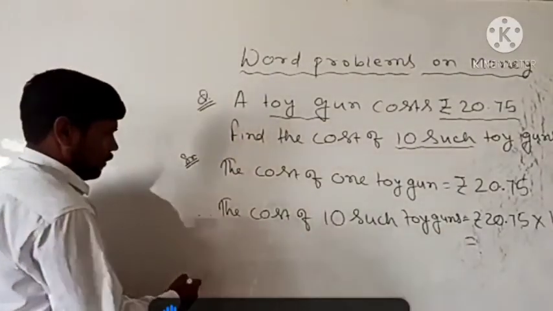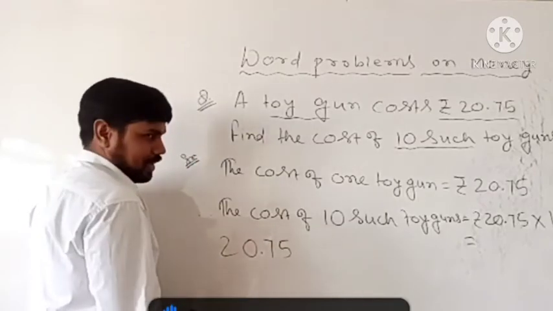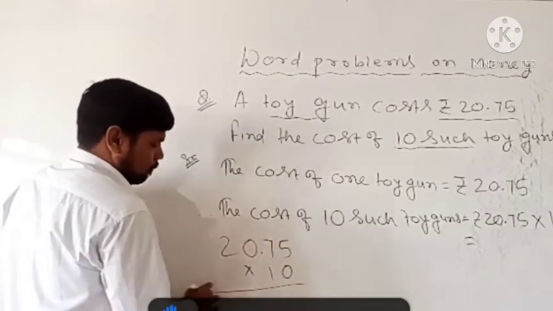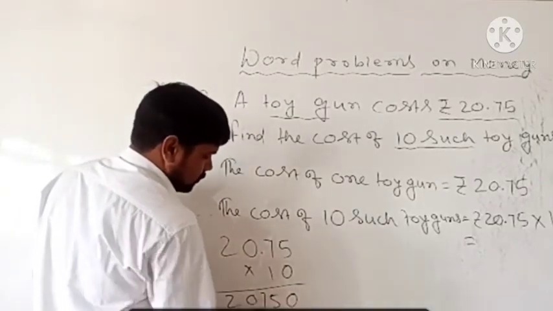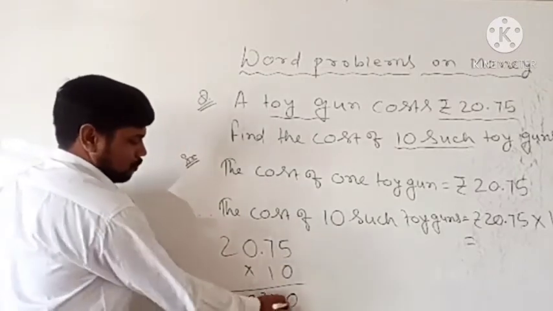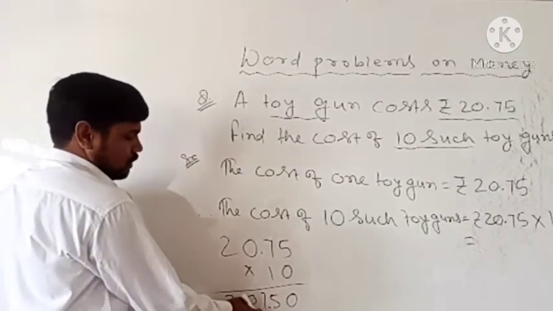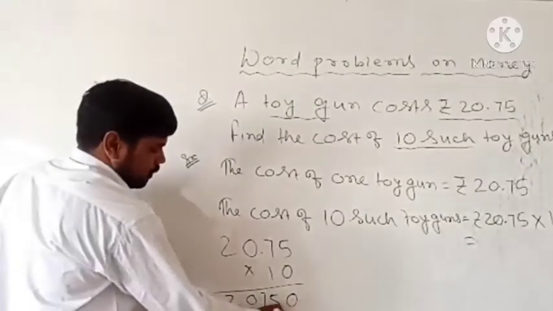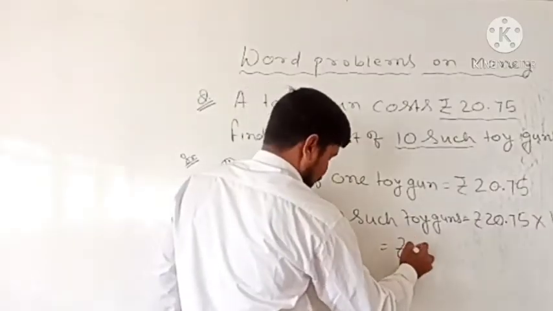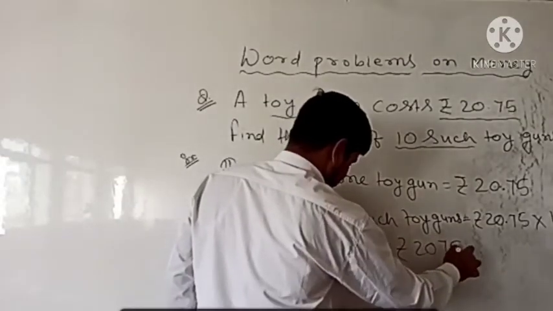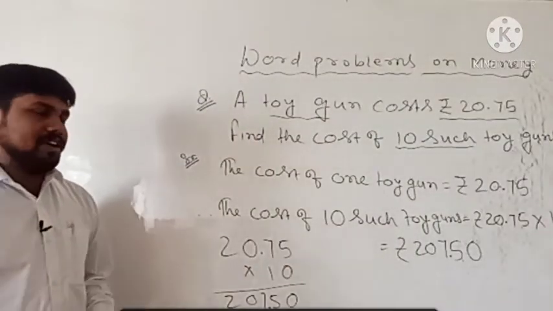Suppose I am doing the multiplication here. 20.75, if you are multiplying by 10, it will become 20750, and before 2 digits we have to put the decimal. So 207.50 will be the required answer. So here the answer will be ₹207.50. That means 207 rupees 50 paise.